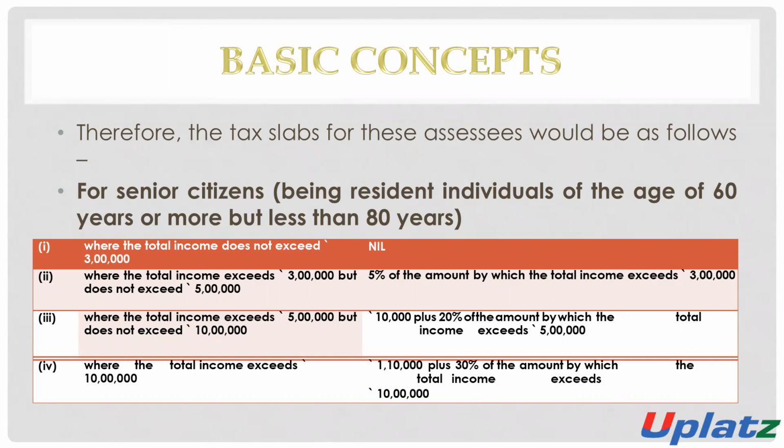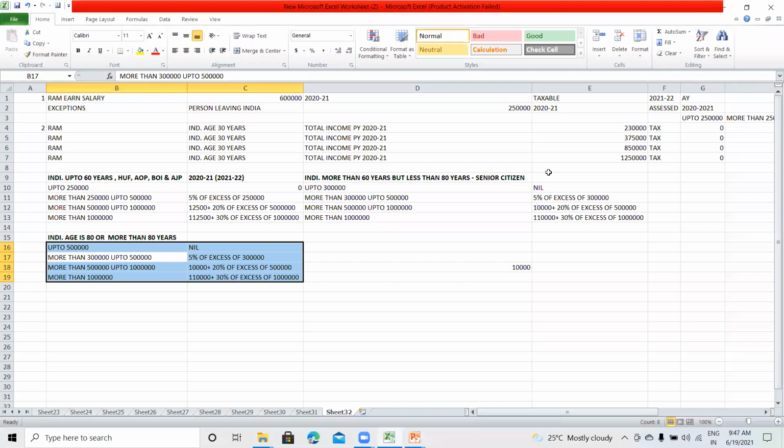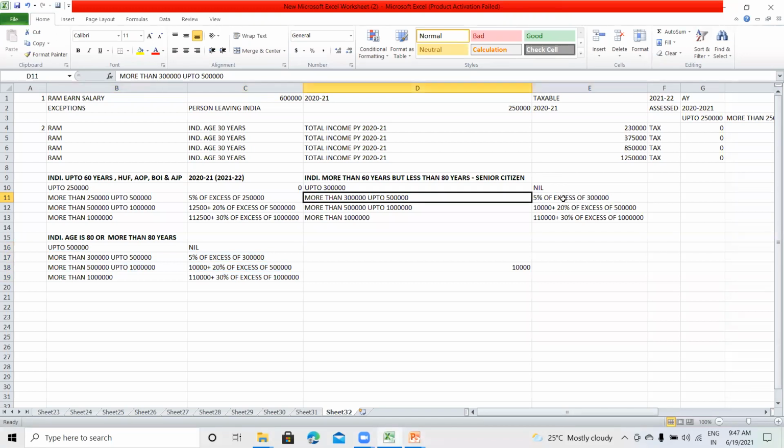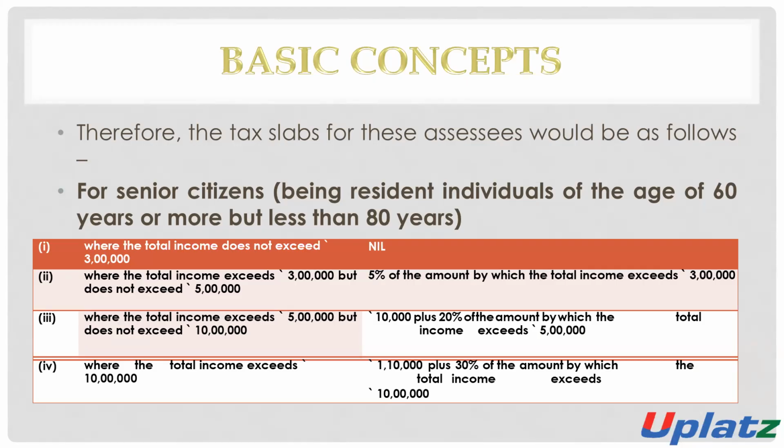First we will discuss the case of a senior citizen, the person whose age is 60 years or more but not more than 80 years. In this case, up to 3 lakh it will be nil. If it is more than 3 lakh but up to 5 lakh, then 5% of the excess of 3 lakh. More than 5 lakh but up to 10 lakh, then 10,000 plus 20% of the excess of 5 lakh. When the total income exceeds 10 lakh, 1 lakh 10,000 plus 30% of the excess of 10 lakh.